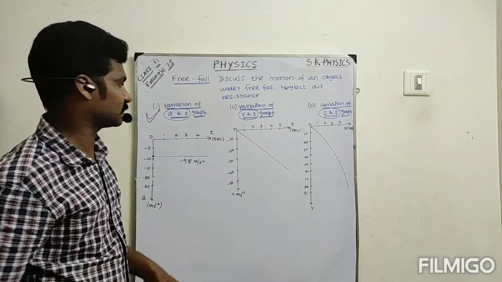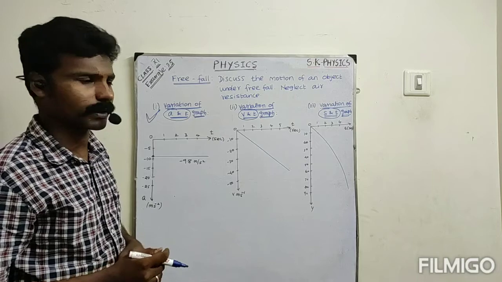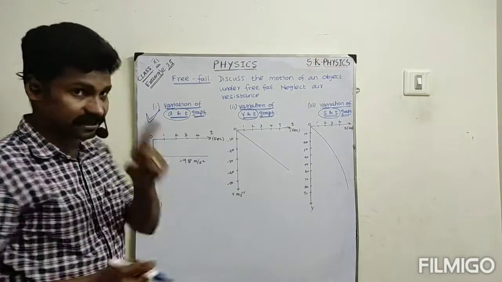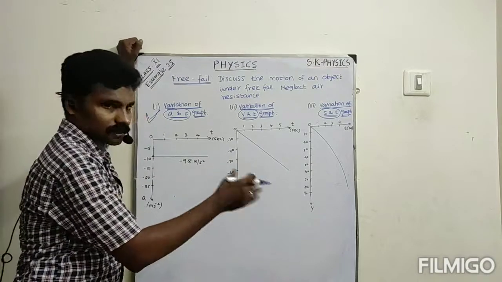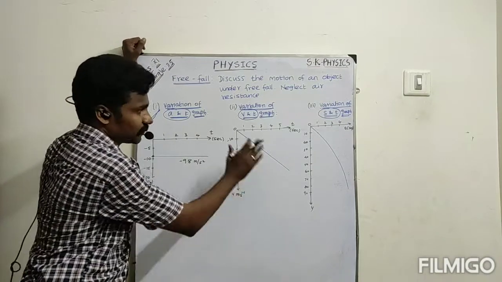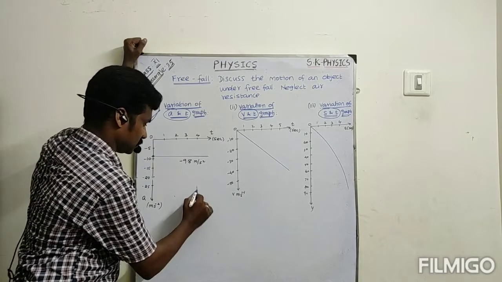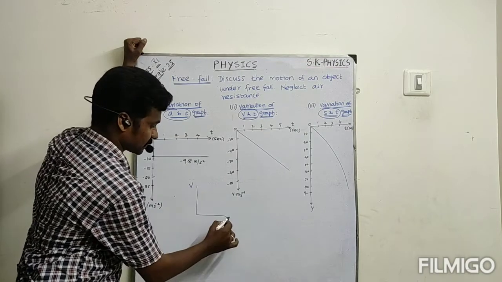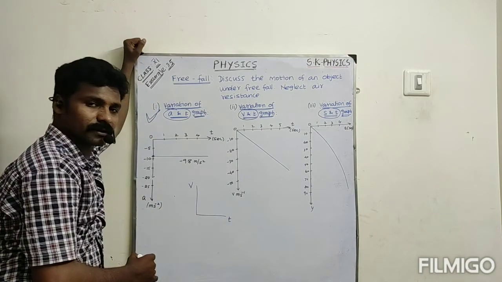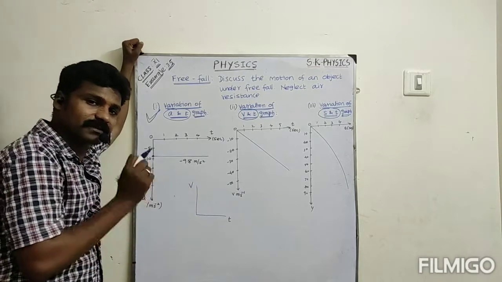Then the second graph, variations of velocity and time. Now I said acceleration is constant, so using one more graph will be helpful for you. The same idea: on the y-axis, velocity, and on the x-axis, time. So velocity and time, what will come?